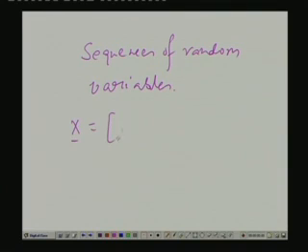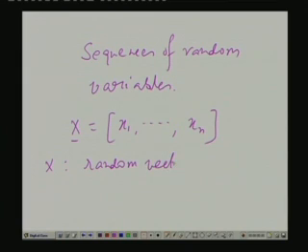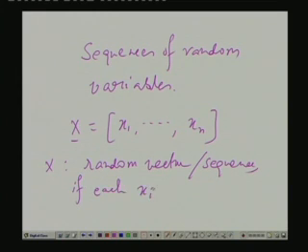That whole treatment will now be generalized, where we will be considering a vector, say x as x1, dot dot dot, xn. This x will be called a random vector if each element x1 to xn is a random variable. That is, x will be called a random vector or say sequence if each xi is a random variable.